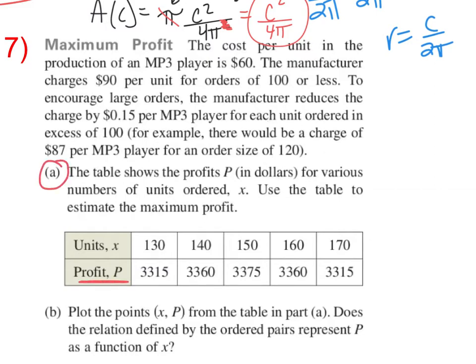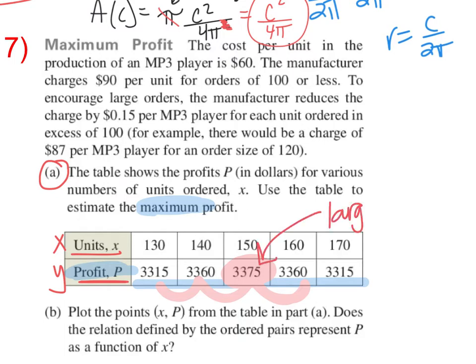So there's my profit. That looks like that's the Y value for various numbers of units ordered, which is the X value. Use the table to estimate maximum profit. So when we're looking at profit, maximum we know means the largest. So if we look at all these numbers, notice we increase here, but then we decrease when we get from 3,375 to 3,360. So notice how this is my highest, this is the largest profit, so that's my maximum value.